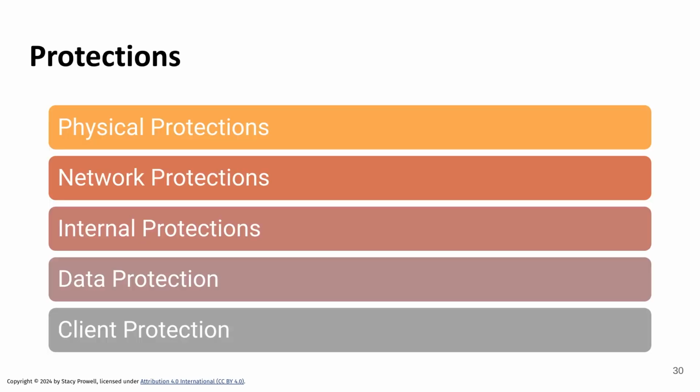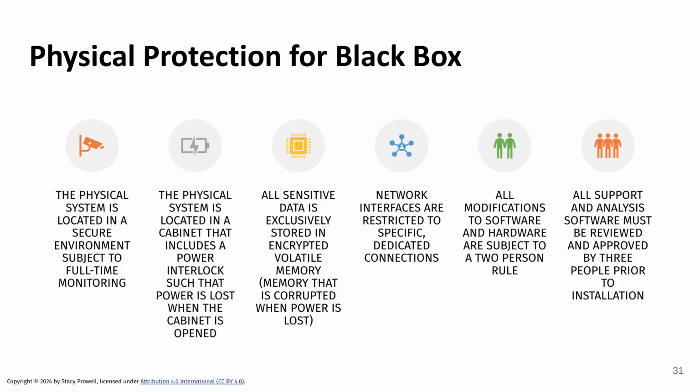Protections, lots of protections in here. Physical protections, in a secure environment, power interlock on the cabinet. Sensitive data is encrypted, never stored to an SSD or to a drive. It's always in volatile memory. Network interfaces are highly restricted. Modifications to software and hardware are subject to a two-person rule. Typically, that was Jeff Nichols and me. We had to be there together. We had to observe what was going on, agree, yes, it's what we should do, then you could do it.